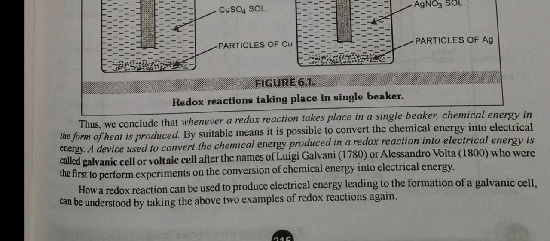A device used to convert the chemical energy produced in a redox reaction into electrical energy is called a galvanic cell or voltaic cell, after the names of Luigi Galvani or Alessandro Volta, who were the first to perform experiments on the conversion of chemical energy into electrical energy. How a redox reaction can be used to produce electrical energy leading to the formation of a galvanic cell can be understood by taking the above two examples of redox reactions again.